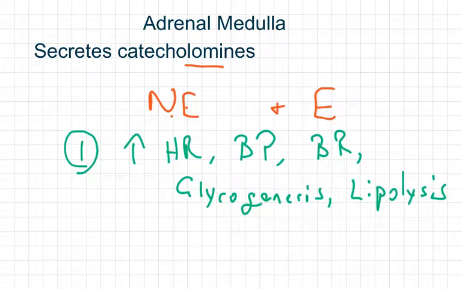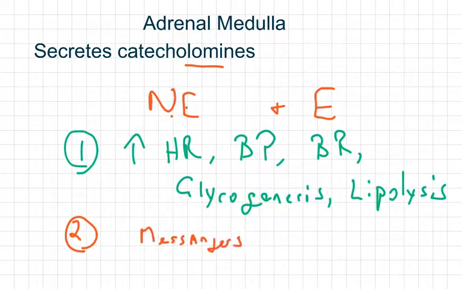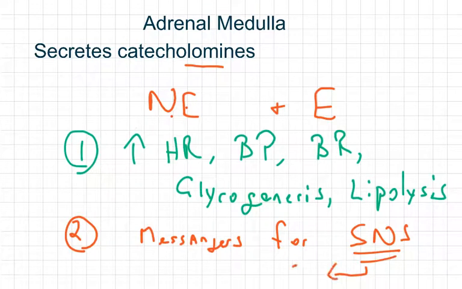Secondly, we find that these two catecholamines are messengers for the somatic nervous system, or SNS for short. And we'll touch base on this in Chapter 8.